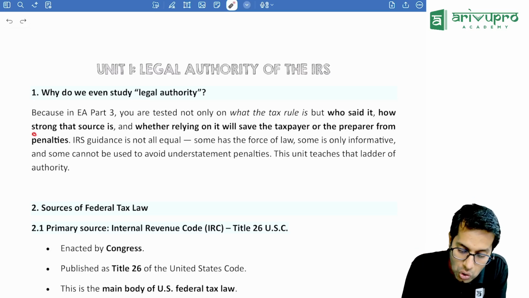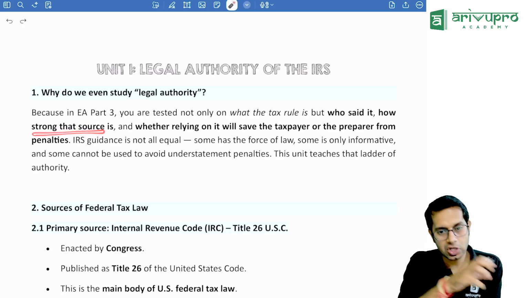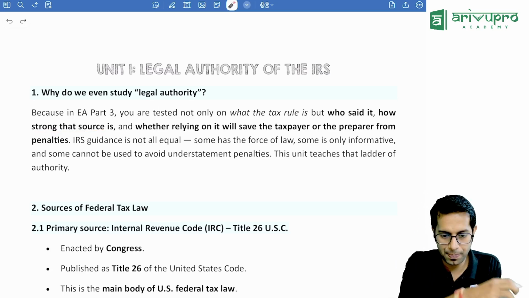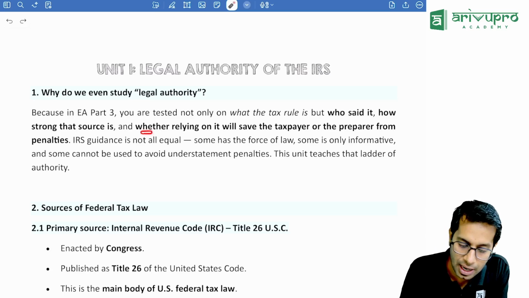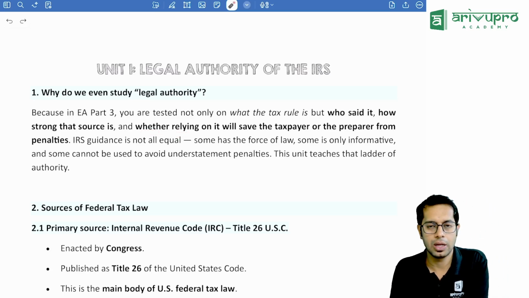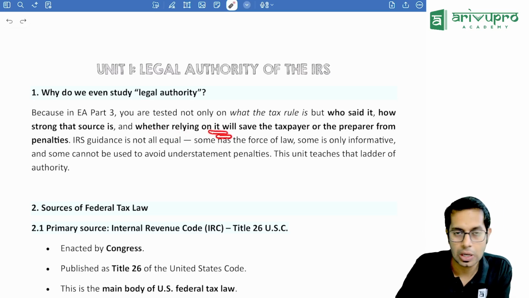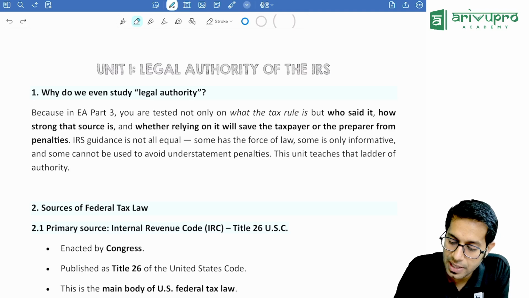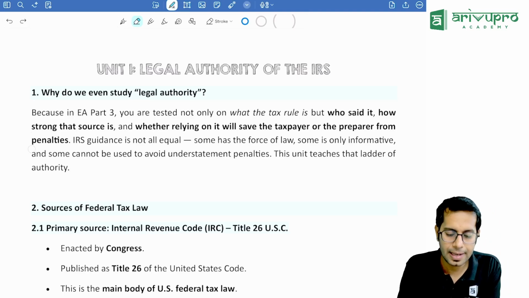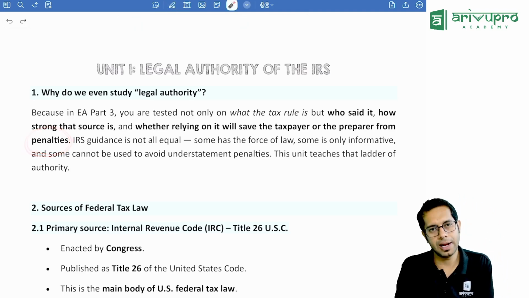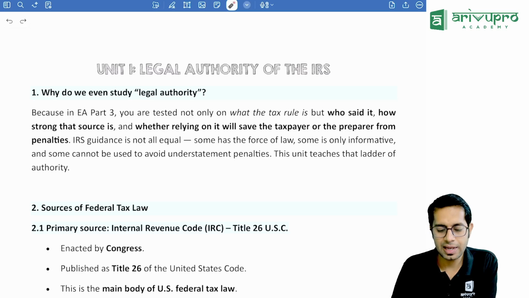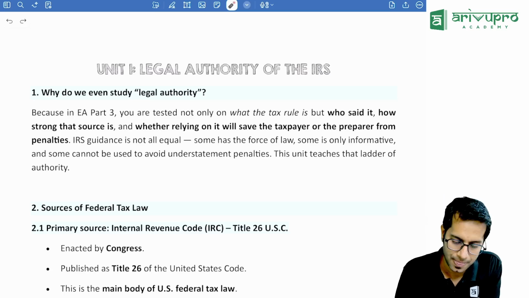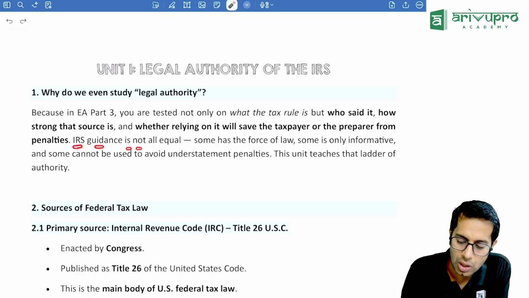Then, how strong is the source? The person who is telling that, the source from where this rule is coming, how strong is that source? And whether I should rely upon this or not, whether I should actually follow or not. If I follow this, will the taxpayer save any penalty? Yes, I'm going to save the penalty. If I ride the bike wearing a helmet, I'm going to save the penalty, etc. So IRS guidance is not.